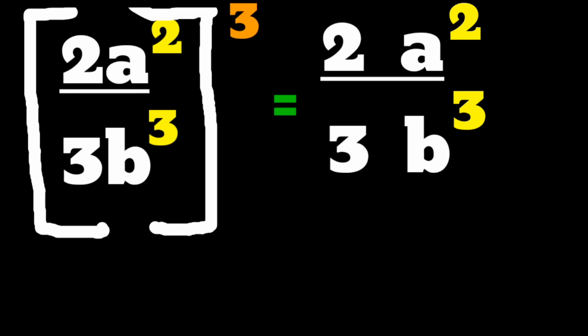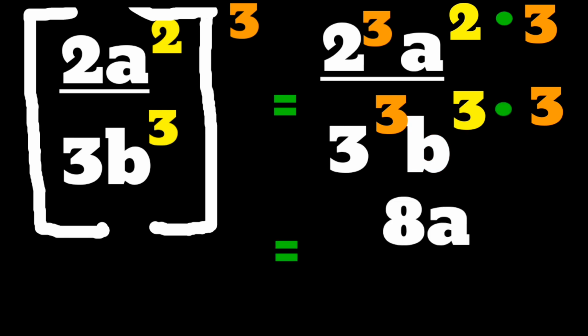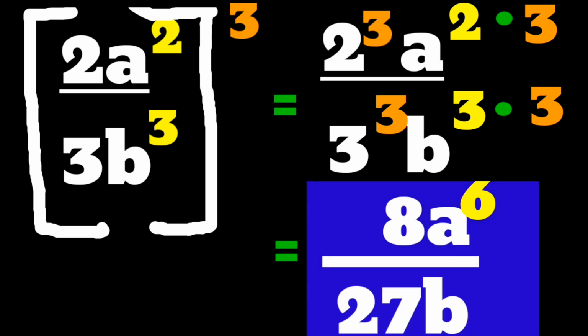Example 2. The quantity 2a squared over 3b cubed raised to the third power, raise 3 to both the numerator and the denominator. So we have 2 to the third power. Power to power rule. Keep the base a and multiply the exponents, 2 times 3. Over 3 to the third power. Power to power rule. Keep the base b and multiply the exponents, 3 times 3. So the final answer is a to the 6th power over 27b to the 9th power.